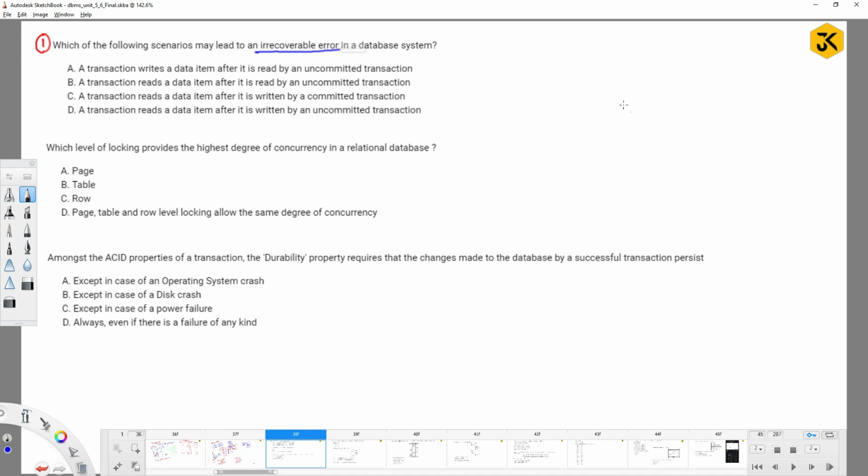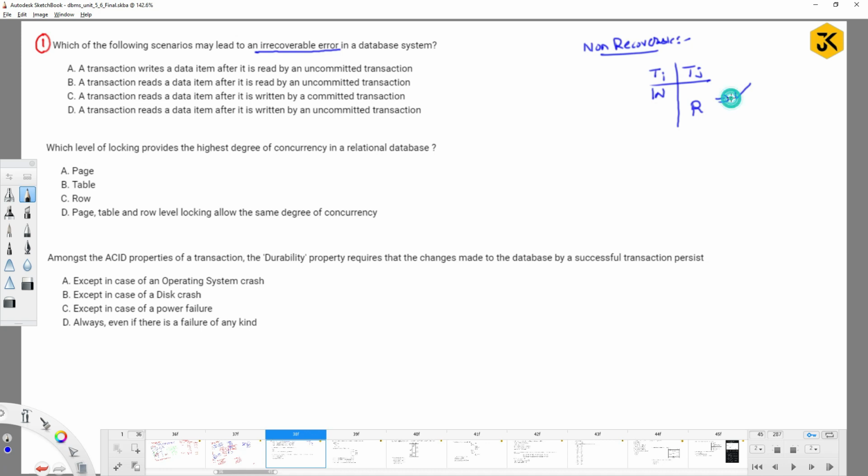We have explained the terminologies of recoverable schedules as well as non-recoverable schedules. Non-recoverable means that if some transaction Ti and some transaction Tj, Tj is performing a read operation on data which was written by Ti, and Ti is uncommitted, then definitely it is going to be non-recoverable.